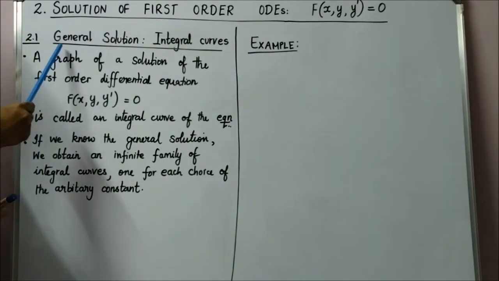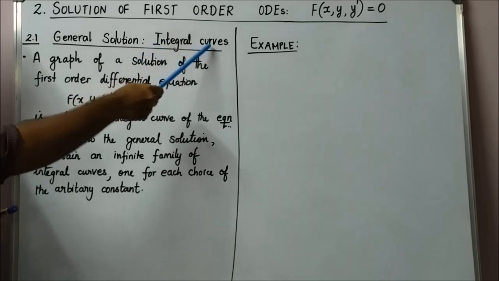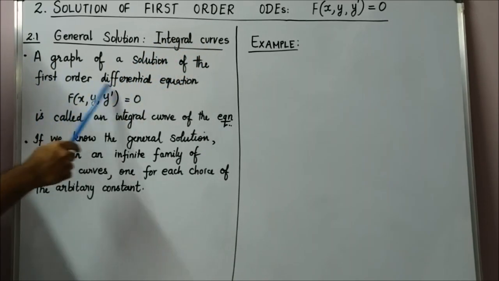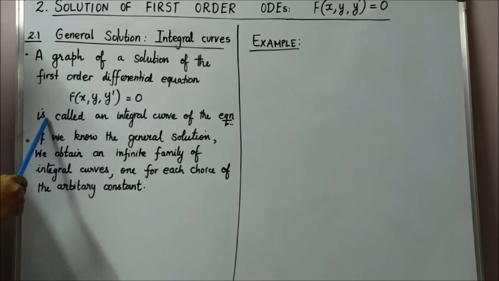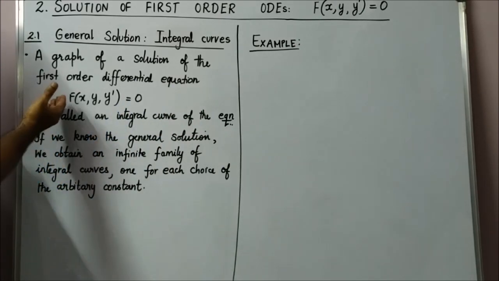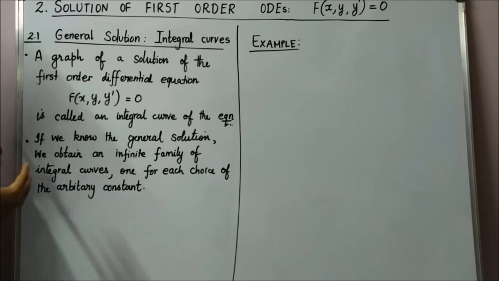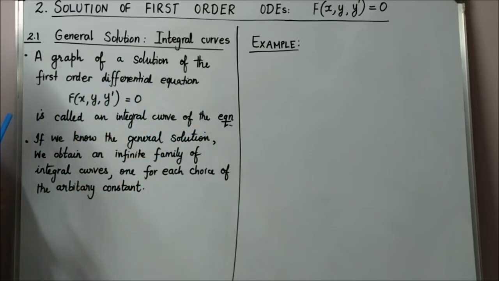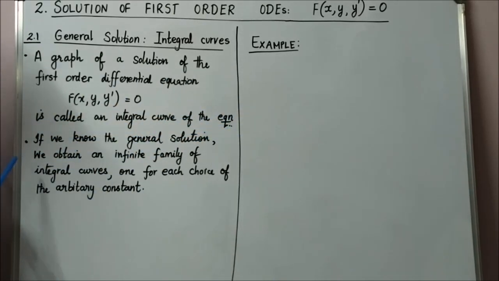Now we'll first understand what is a general solution and what is the meaning of integral curves. A graph of a solution of the first order differential equation f of x, y, y dash equal to 0 is called an integral curve of the equation. So if you find a solution to this equation and you draw the graph of it, the graph is called the integral curve of that equation. We'll take an example pretty soon.